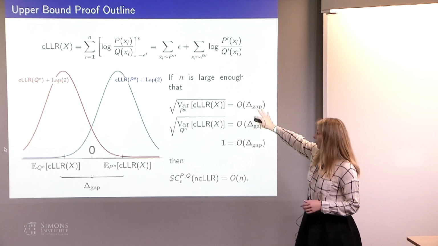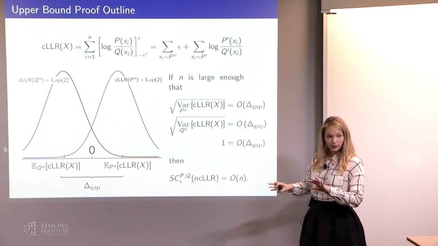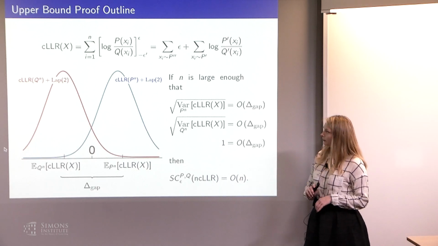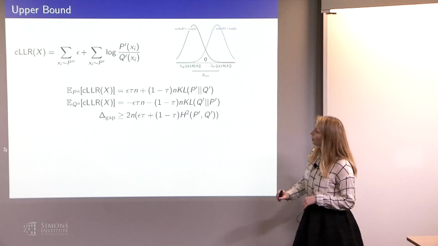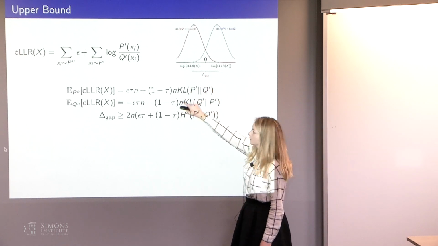So if I choose n large enough that all three of these things happen, then my test works, and my sample complexity is big O of that n. Okay, so let's look first at characterizing this gap.